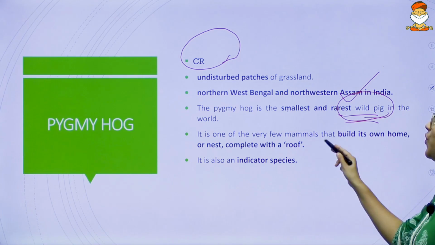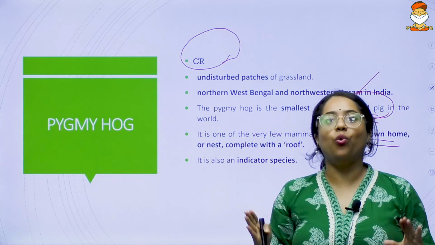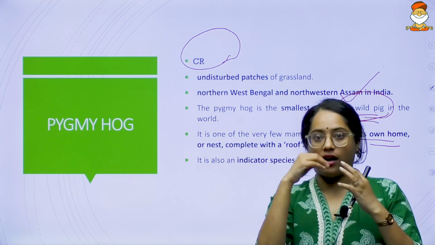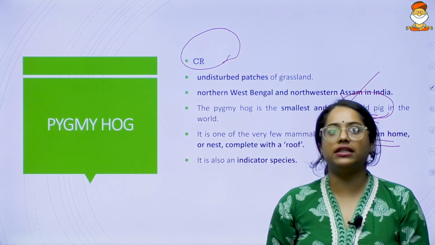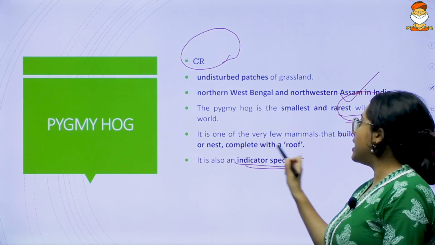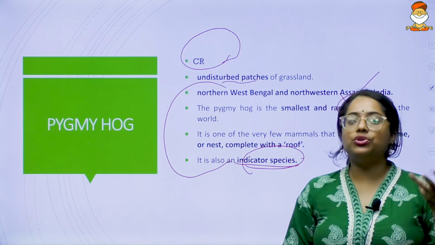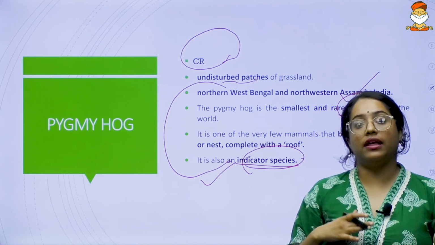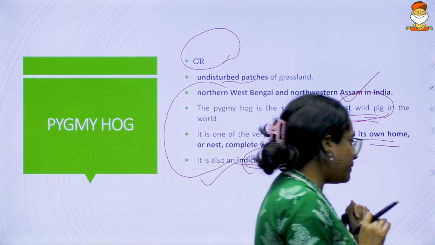It's one of the very few mammals that builds its own home or nest, complete with a roof, etc. So when it comes to its area of living, it's a much more advanced species because it creates that very isolated area. And beyond all, the pygmy hog is an indicator species. As I told you, it occurs in undisturbed patches of grassland. So any kind of pollution, any kind of degradation in grasslands, pygmy hog populations are affected, and thereby it is an indicator species of this specific feature. So keep that in mind.